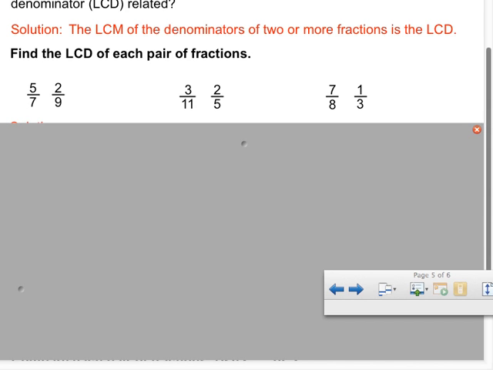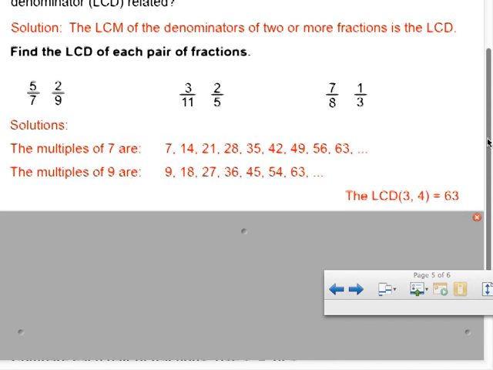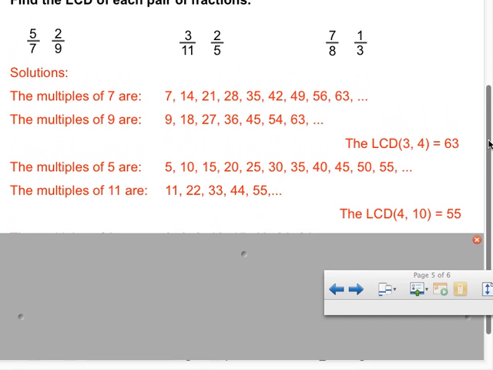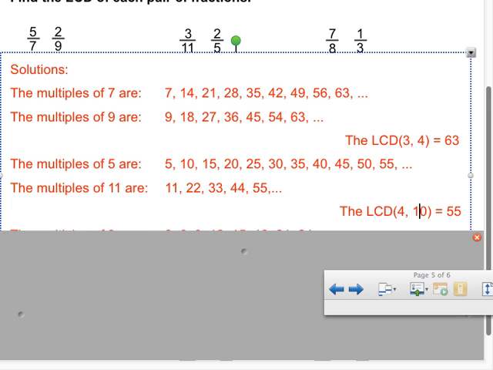Find the least common denominator of each of the fractions. Well, what's the LCD going to be for this fraction? 7 and 9. What's the least common multiple of 7 and 9? 63. Least common multiple of 11 and 5? 55. What about 8 and 3? 24. Let's see the work. So 63, we were right. 55. That is a typo. That should be 5 and 11.